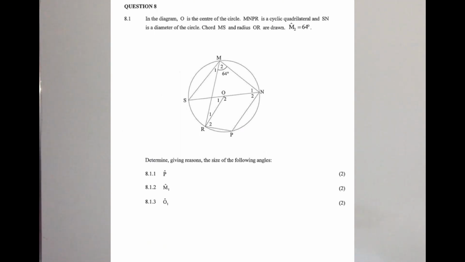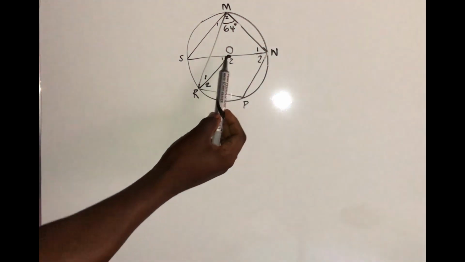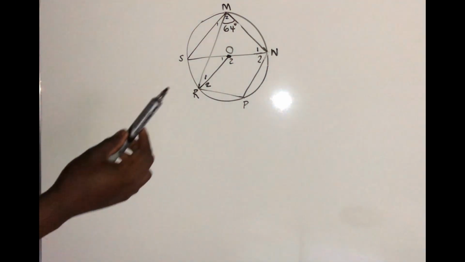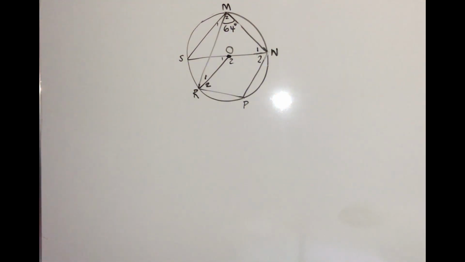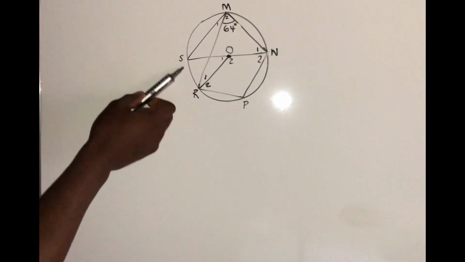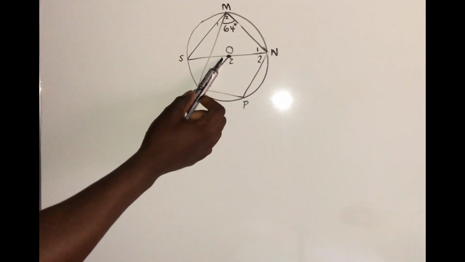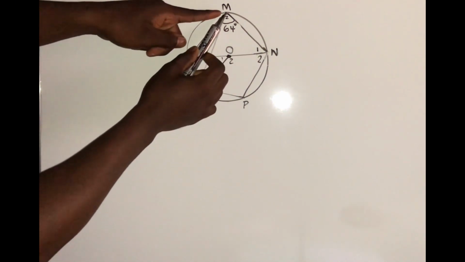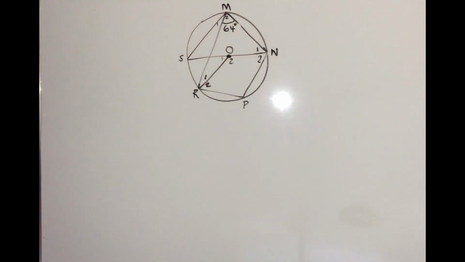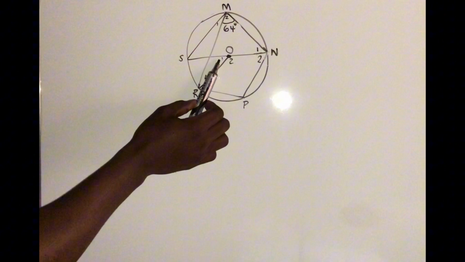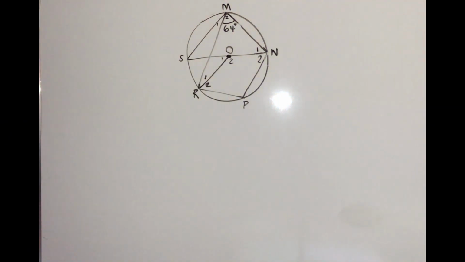And then now we look at our sketch. They have told us that O is the center, and when we have the center, we must expect an angle at the center twice the angle at the circumference. If we look at SR, you see SR subtends an angle at the center, which is O, and SR again subtends an angle at the circumference, which is M1. That means angle O is 2 times angle M1. And then the first question says, determine, giving reasons, the size of the following angles.